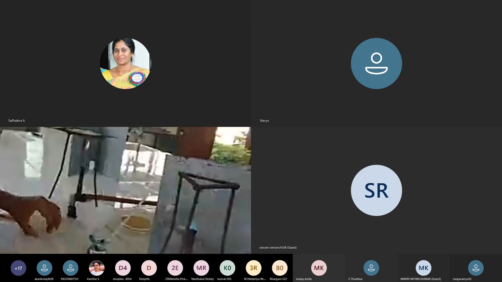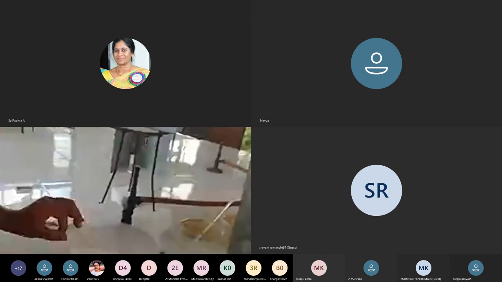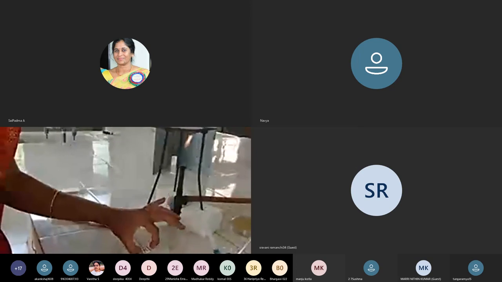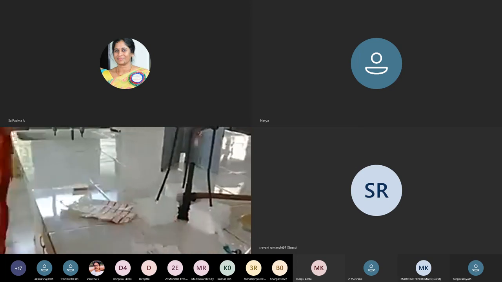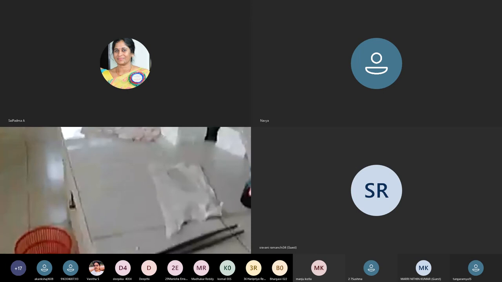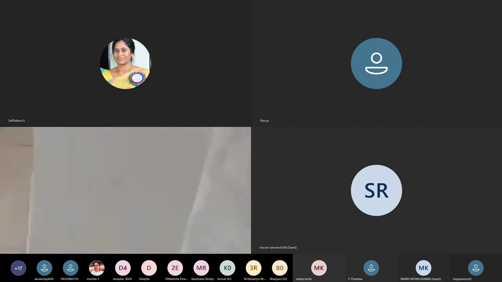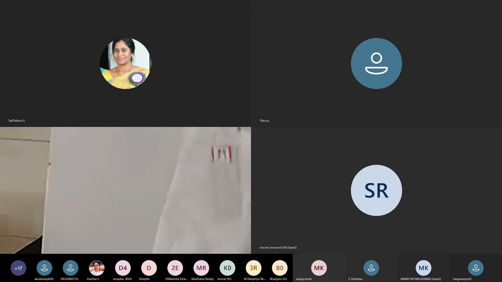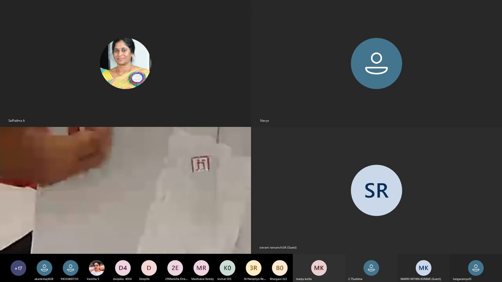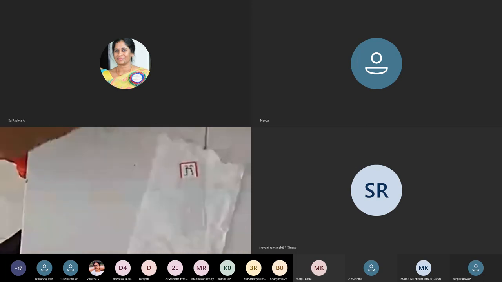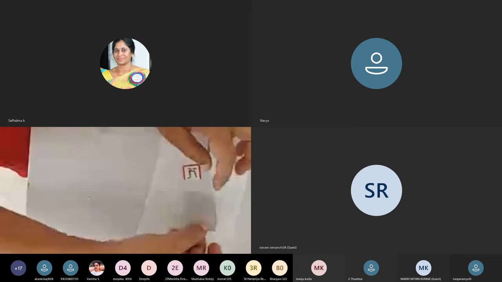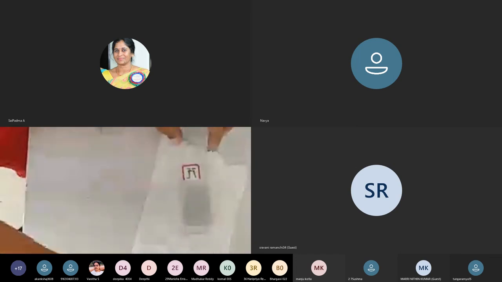First we have prepared the smear. After preparation of the smear, on top of the smear, we have to keep a piece of blotting paper. This normal piece of paper is also good for us. So we will take a piece of this paper and keep it on top of the smear, whatever we have prepared.